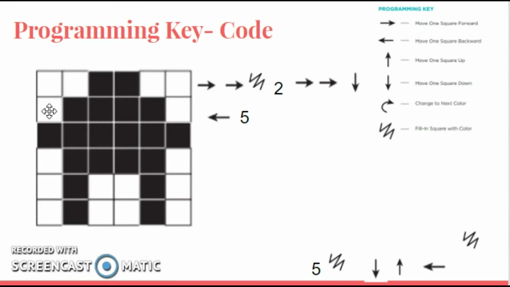So for this row, we want to move forward and then we want to draw four. So we can start here and we go fill in, fill in, fill in, fill in. So we want four fill-ins and then another move forward. Okay, so let's get our fill in, put it over here. Oh, we need to move forward before then, don't we? Okay, so let's get a move forward.